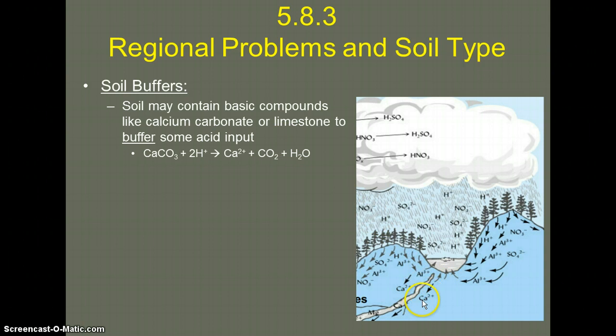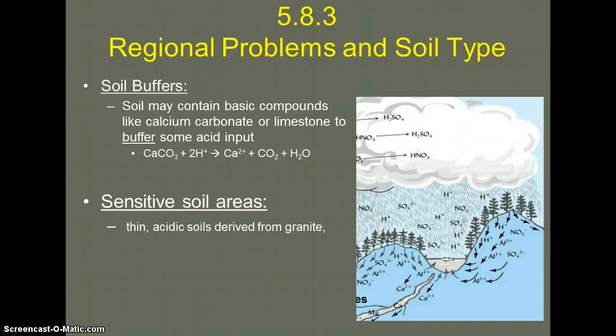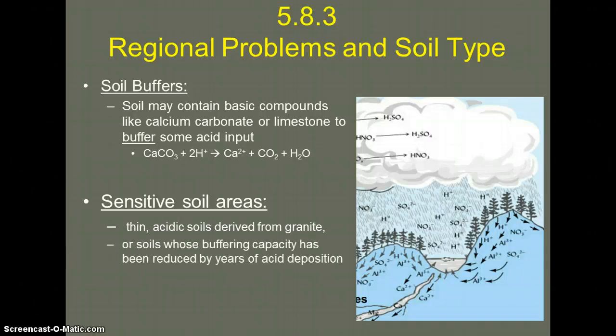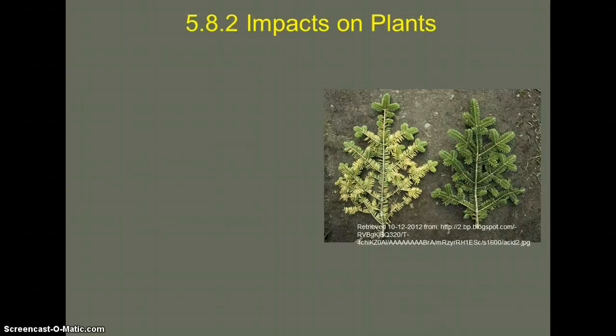So here we can actually see the calcium being released from the soil right here, and that means the area right here is a good soil buffer. Areas, though, that don't have this soil buffer, this extra limestone, are going to be sensitive. They're going to be the thinner areas. They might have granite instead of limestone as their bedrock. Or maybe they had limestone to begin with, but over time the buffer has depleted, and now the acid rain will make a pretty big impact.